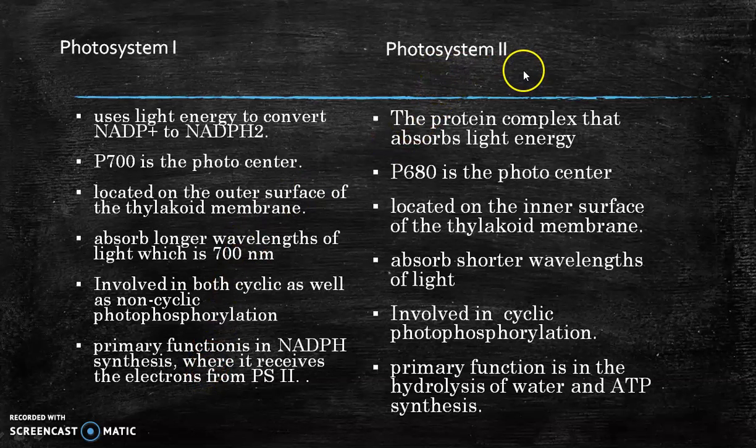Whereas in photosystem 2, the protein complex absorbs the light energy, and P680 is the photocenter. It is located on the inner surface of the thylakoid membrane, and it absorbs shorter wavelengths of light, and it is involved only in non-cyclic photophosphorylation, and ATP is synthesized here.